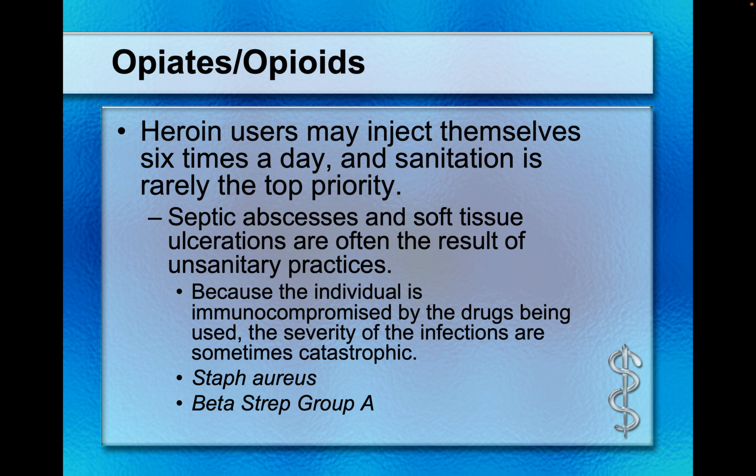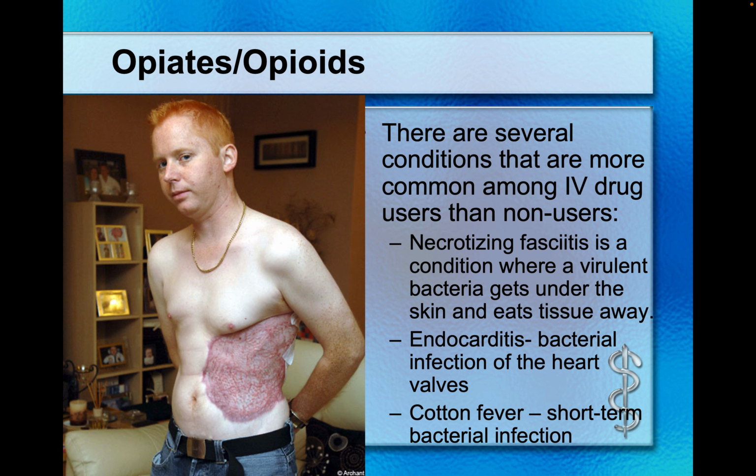Septic abscesses and soft tissue ulcerations are often the result of the unsanitary practices. Because the individual is immunocompromised by the drugs being used, the severity of the infections is sometimes catastrophic, especially with Staph aureus and Beta strep group A, two very virulent bacteria that I detected extensively when I worked in microbiology. And that's what it looks like.